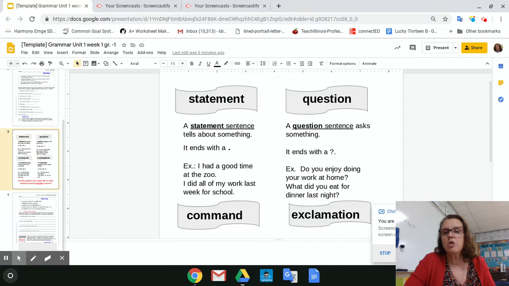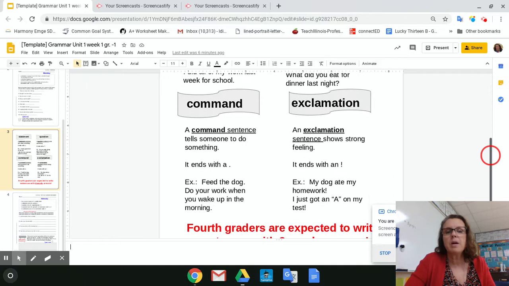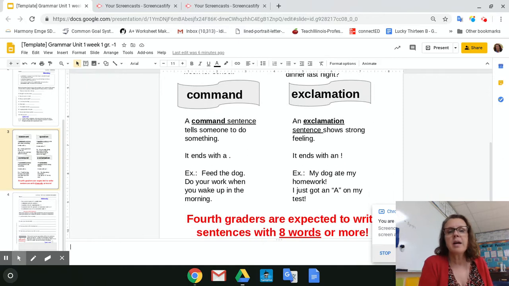Now we have two more that I'd like to talk to you about today. The first one is what we call a command. A command sentence tells someone to do something. It always ends, like a statement does, with a period. So our examples are: feed the dog, or do your work when you wake up in the morning. Those are both sentences that tell someone to do something.